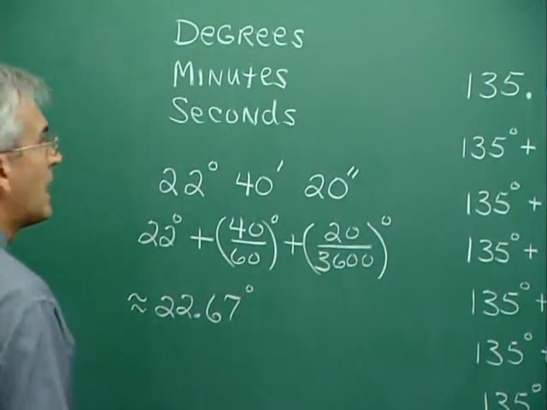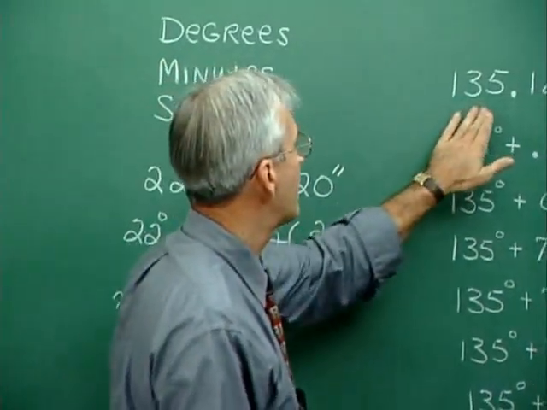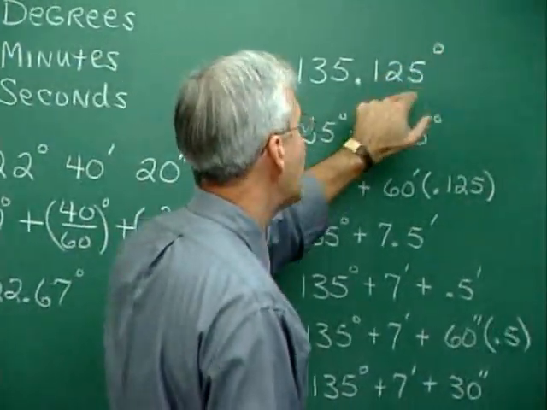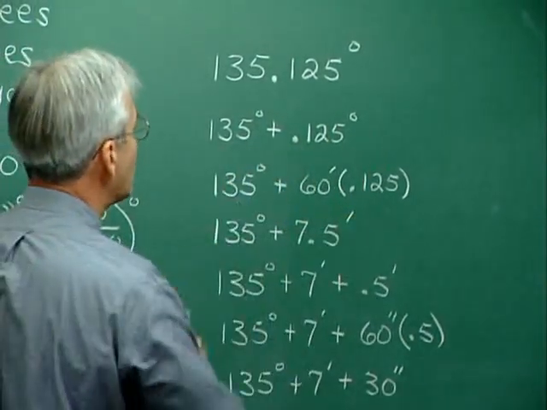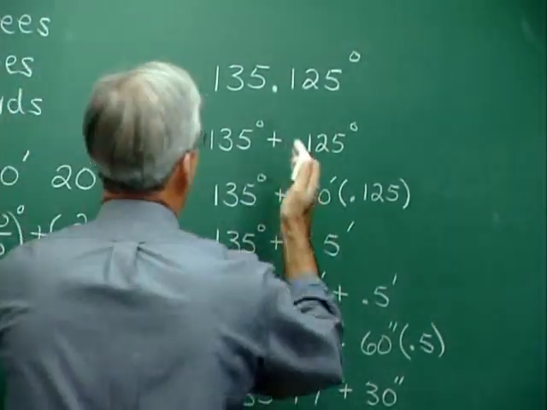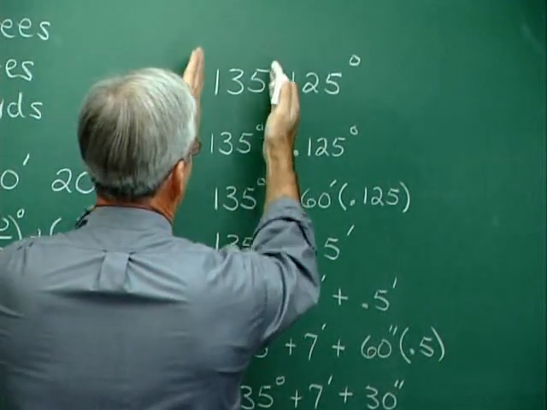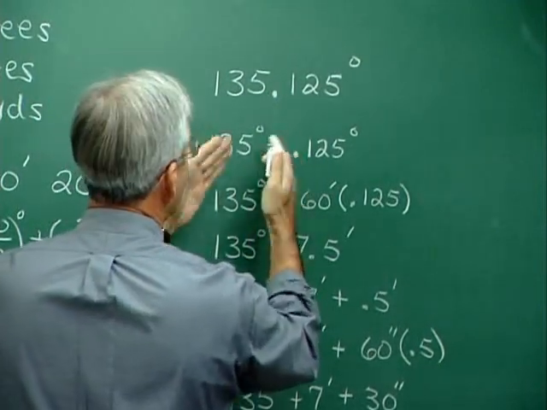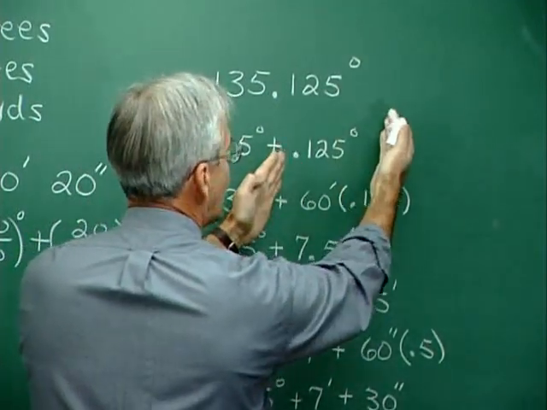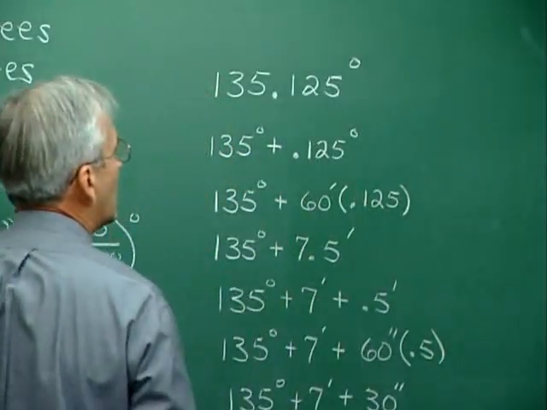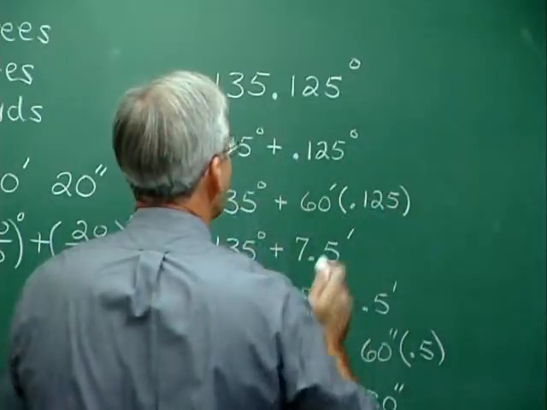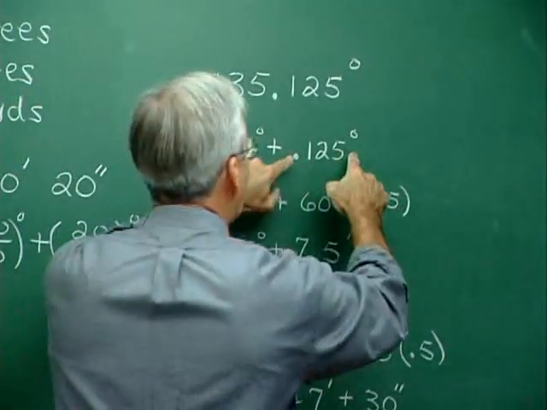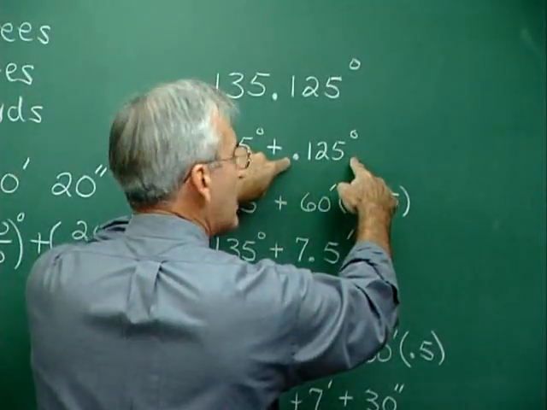Now let's go the other way. Suppose we have 135.125 degrees, and we want to change this into degrees, minutes, and seconds. Think about it first by taking the whole numbered part of the decimal and separating it from the decimal part, the fraction part. All right, so we have 135 degrees plus 0.125 degrees. But this 0.125 degrees can be thought of this way.